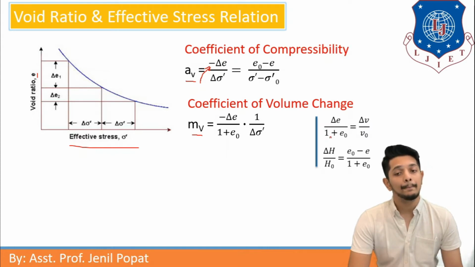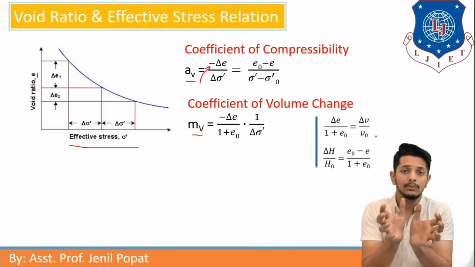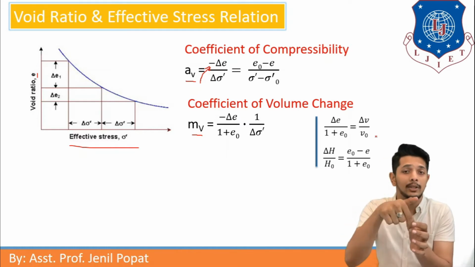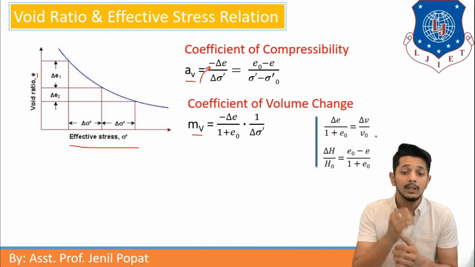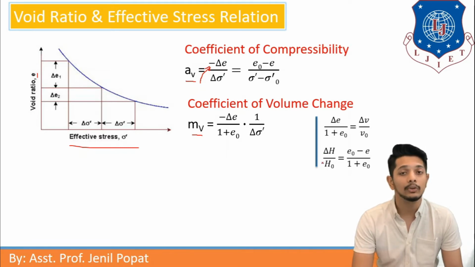Now, if the soil is confined from all sides, then after compression there is only one dimension in which it can compress. So we can also write delta V by V0 as delta H by H0, that is the thickness or height of the soil, is equal to delta e, or we can write e0 minus e upon 1 plus e0.